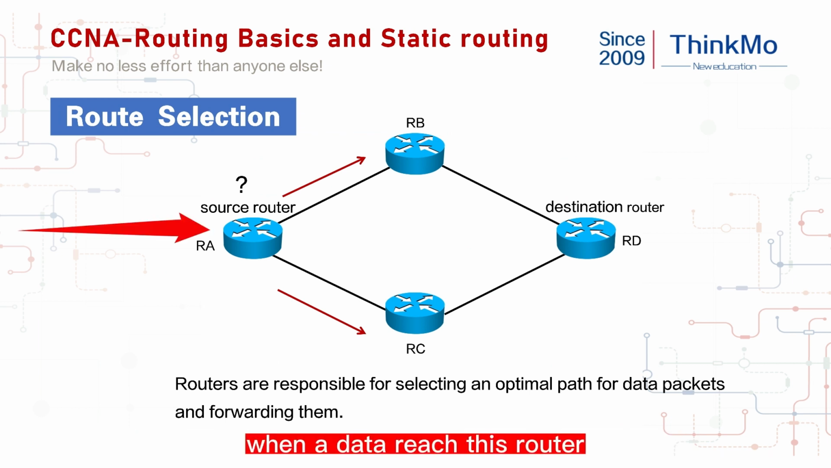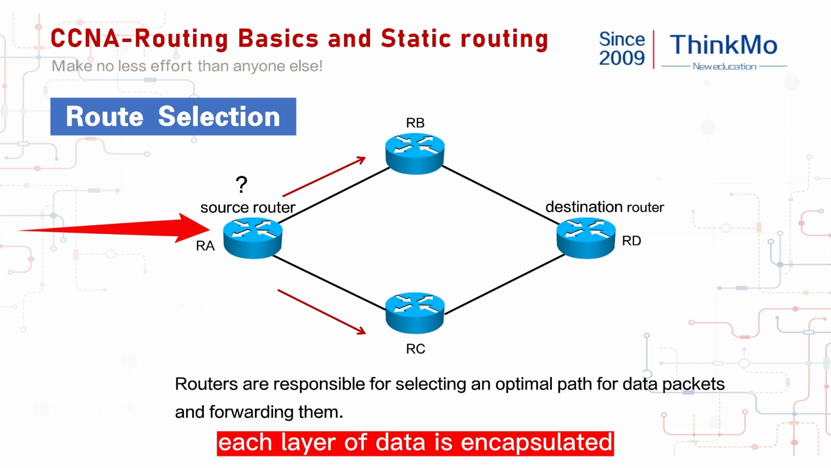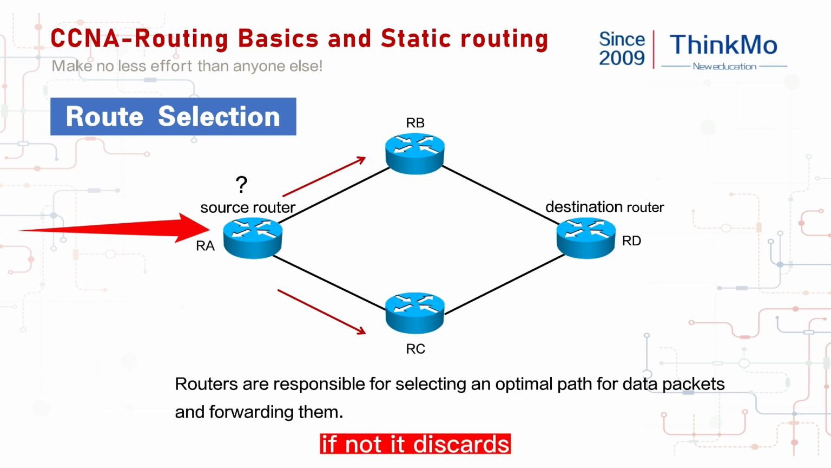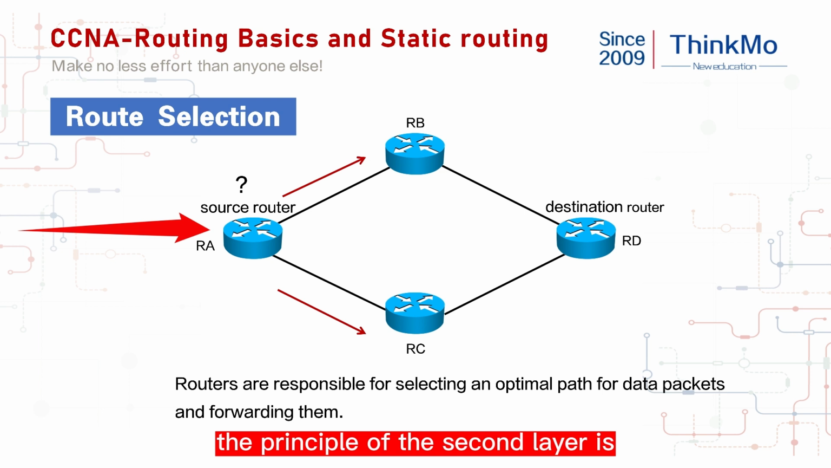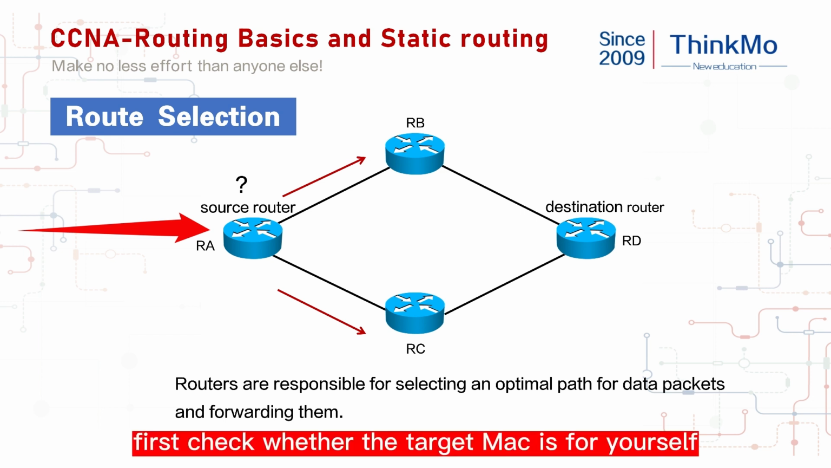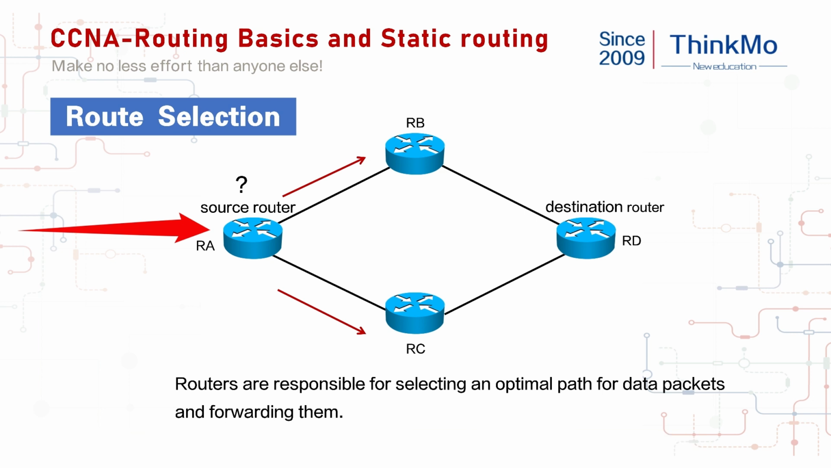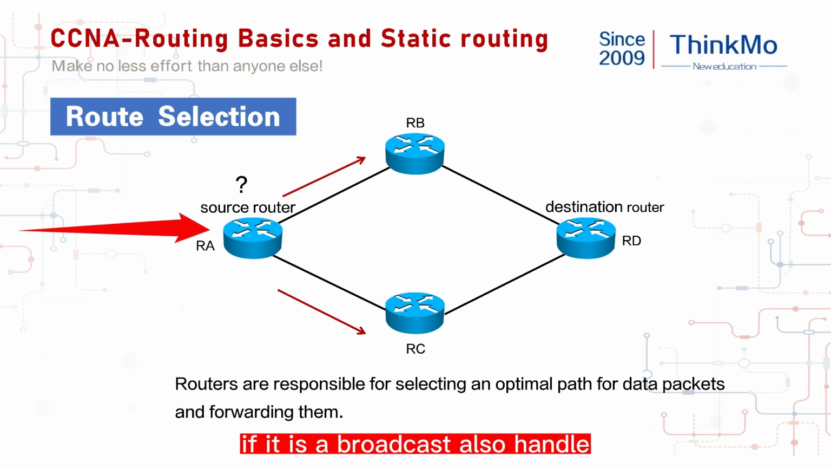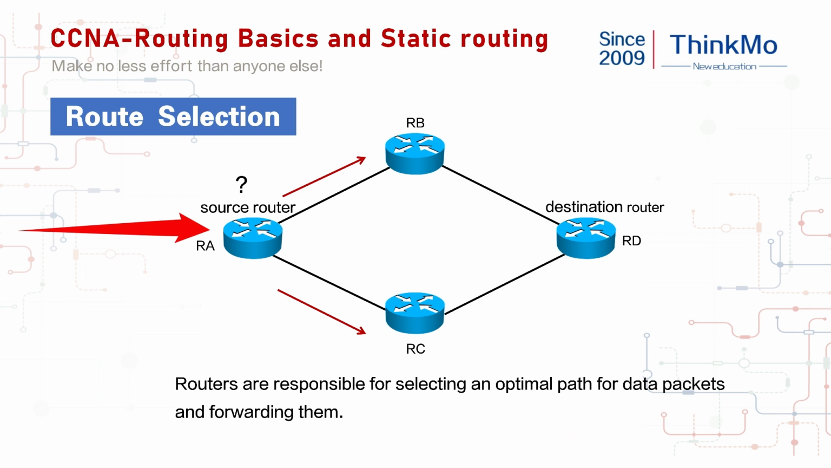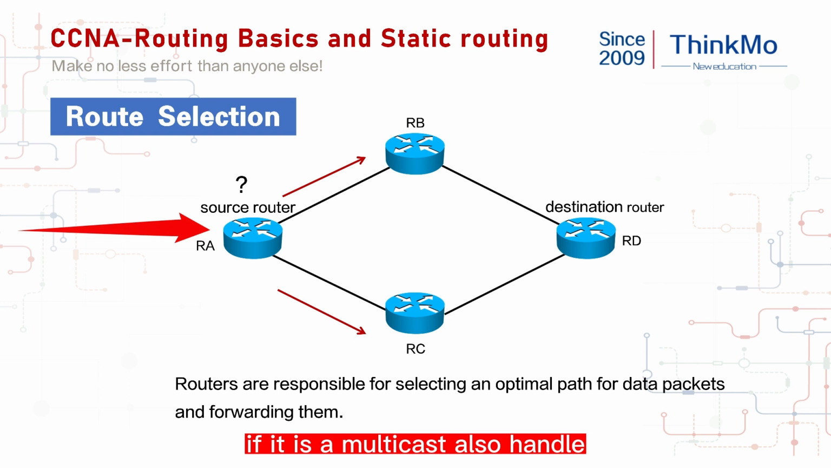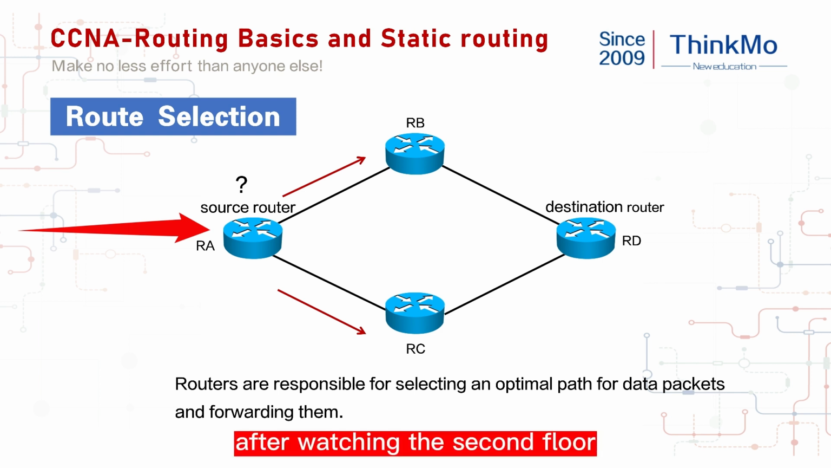When data reaches this router RA, each layer of data is encapsulated. It first needs to see if the destination MAC is looking for it. If not, it discards. The principle of the second layer is: first check whether the target MAC is for yourself. Deal with it if it is. If it is a broadcast, also handle. If it is a multicast, also handle. After looking at the second layer, then look at the third layer.